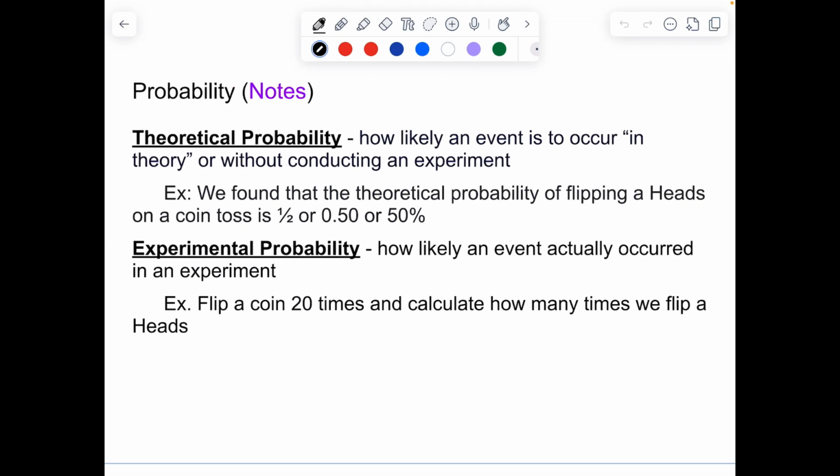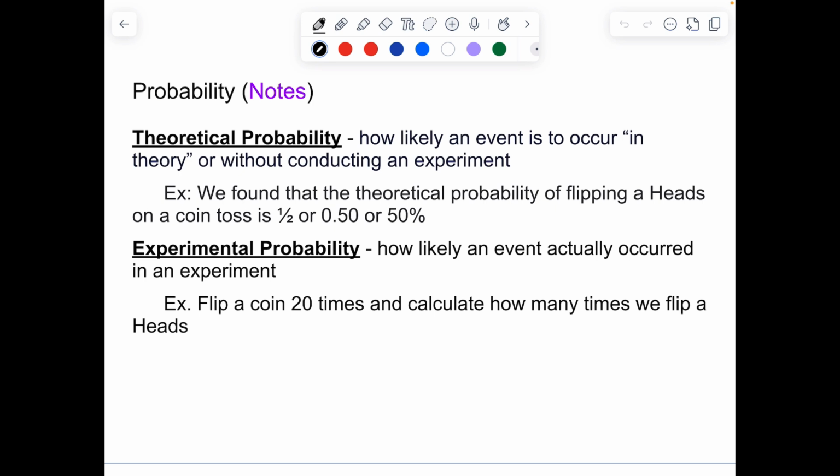In probability, we have theoretical probability, and we also have experimental probability. Theoretical probability is how likely an event is to occur in theory, or without conducting an experiment. So it's a little bit more mathematically calculated. Okay, so for example, we found that the theoretical probability of flipping a heads on a coin toss is 1 out of 2, or 0.5, or 50%.